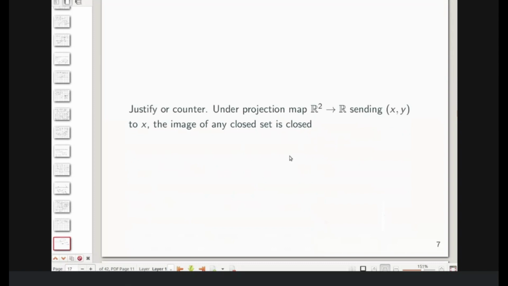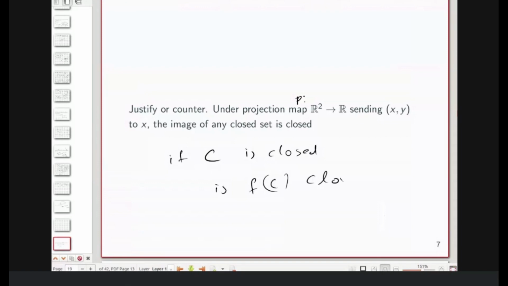It's again a justify or counterexample question. We are defining something called a projection map. It is a map from R2 to R. You have two coordinates, and you are projecting to the first coordinate. Assume the projection map to be P. So the question is, if C is closed, is P of C closed?